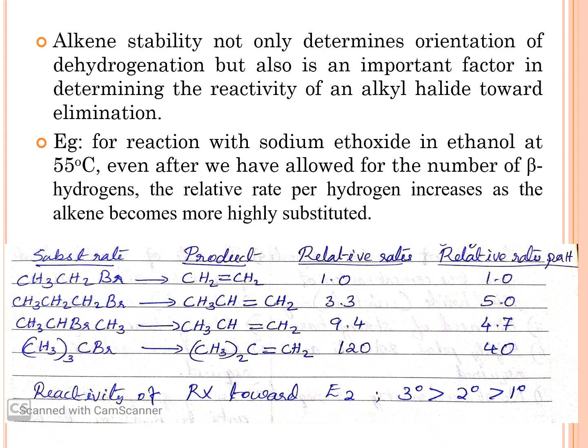First one is bromoethane, then bromopropane, then secondary, and next is tertiary. The products are ethene, then primary, secondary, tertiary. So you can see the relative rates are increasing, like 1, 3.3, 9.4, 120, and the relative rates per hydrogen are also increasing, that is 1, 5, 4.7 and 40. So from this we can conclude the reactivity of alkyl halides towards the E2 reaction is tertiary greater than secondary greater than primary. So that is the conclusion.